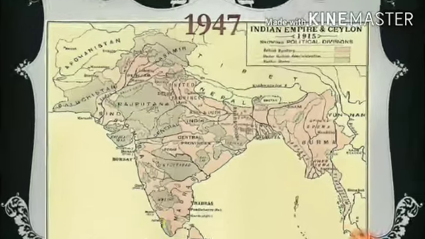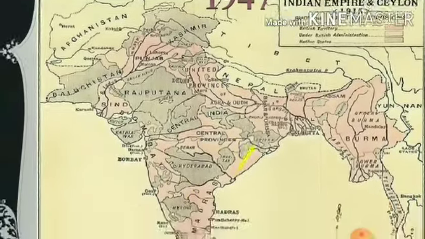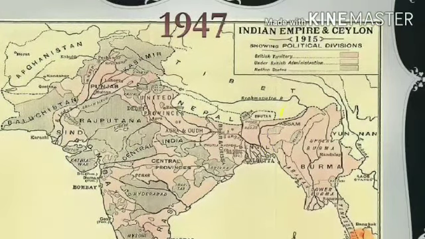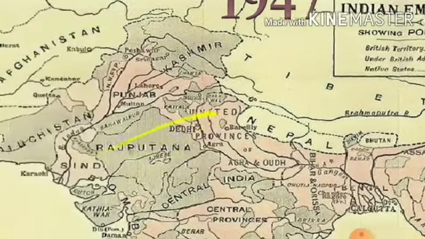Now you can see the map here. Before 1947, before India achieved independence, most of the states were under British rule. Some were under native kings and some were under British administration.